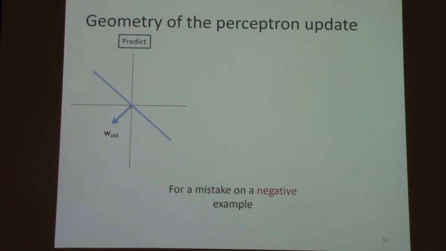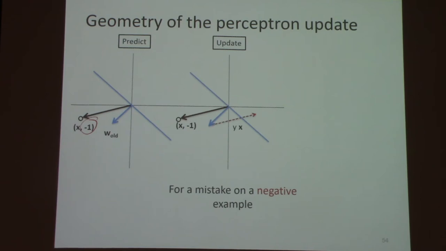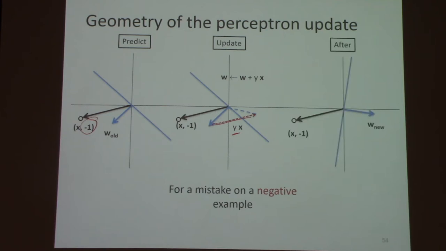Let's go through this again. For a negative example, let's say this was the weight vector at the beginning. A new example comes in, it has a label -1. And in this case, the dot product is positive, which means there's a mistake, which means we have to update. Once again, the update is the same. It is y times x, but this time y is -1, which means you add the opposite vector to the input. And you apply the same process, you do the vector addition, and you rotate the weight vector.